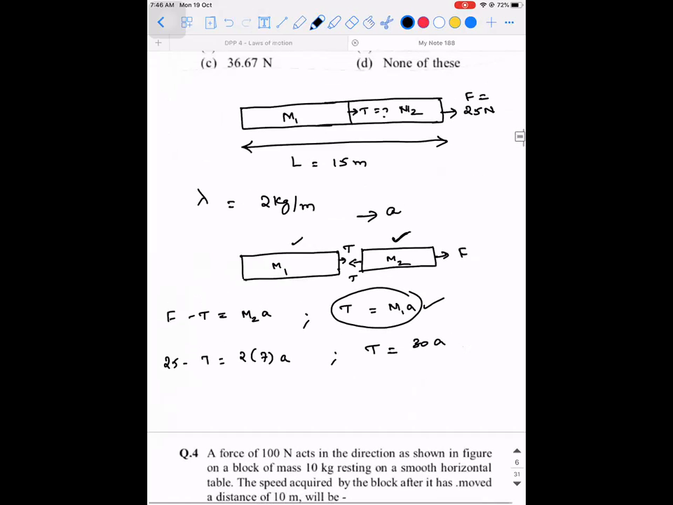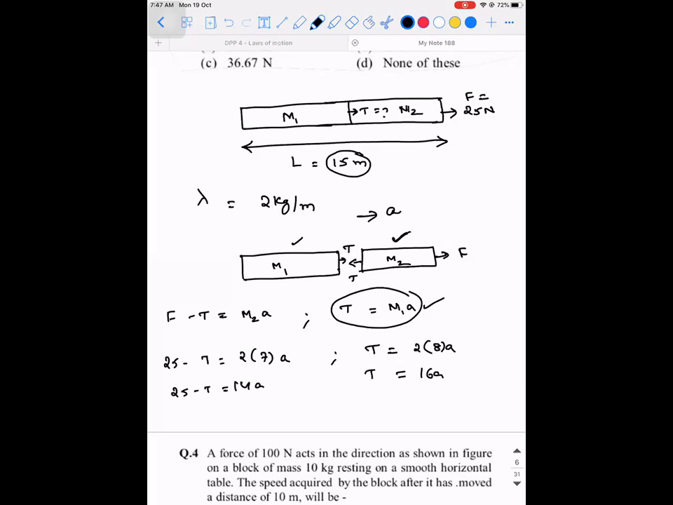Why 30? M1 is how much? How much is the left out portion? 16. Left out portion. Yes. Not 16, it is actually 2 into 8 into A. That is 16A. Right? So 25 minus T is 14A.